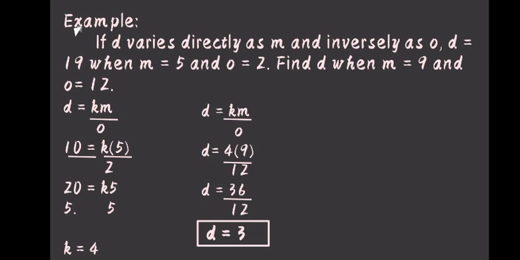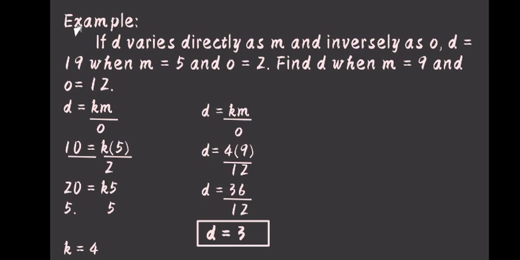So we need to find k. d = km over o. Our d is 10 = k times 5, which is our m, over 2. So 20 = k times 5. Divide both sides by 5. k = 4.